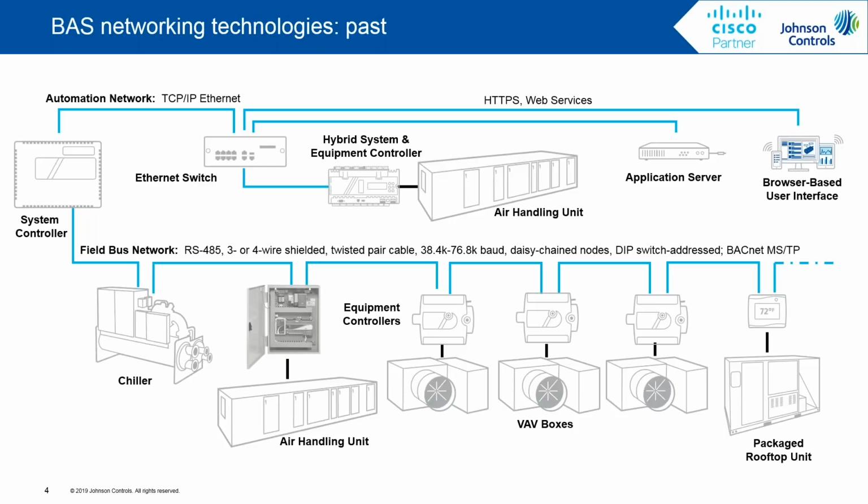So supervisory controllers and application servers are typically handling very large amounts of data, as well as acting as web servers, providing rich graphical user interfaces to their client workstations or client computers. And these clients may be local or they may be remote, requiring some kind of internet access through a firewall or VPN access. So the choice of IP or Ethernet for the automation network is kind of a no-brainer.